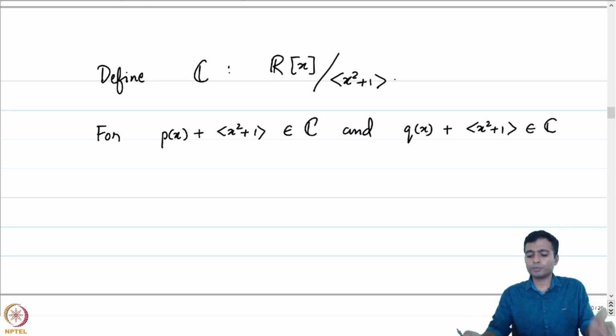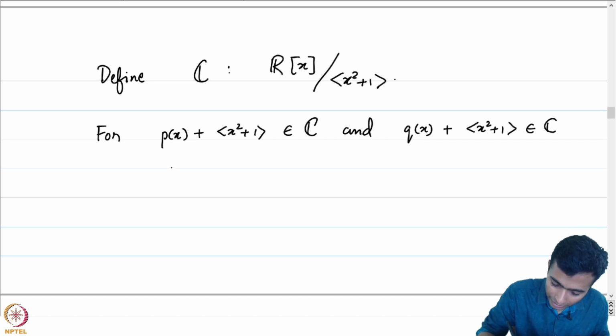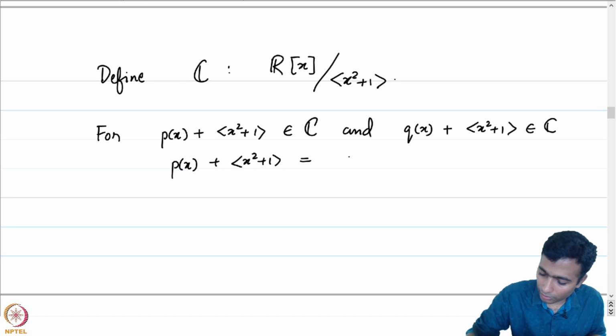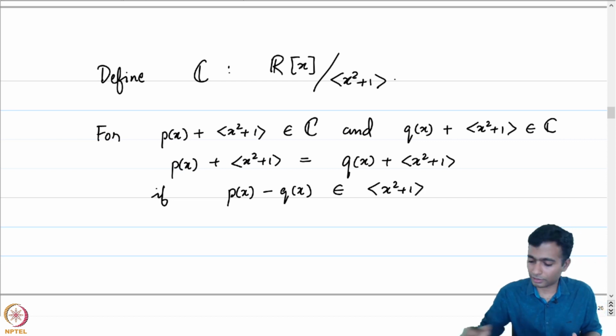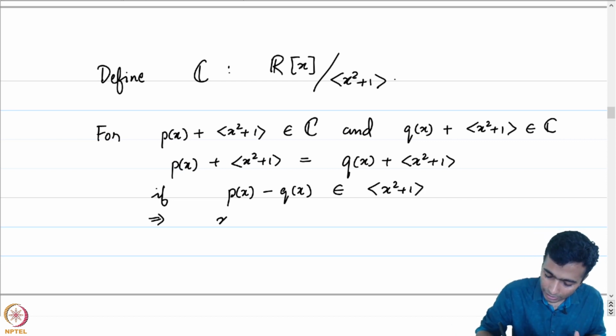So when are these two elements equal? Let me start from there. The cosets p of x plus the ideal x square plus 1 and q of x plus the ideal x square plus 1 are equal if p of x minus q of x belongs to the ideal x square plus 1. This is if and only if, equivalent to x square plus 1 being a factor, or dividing p of x minus q of x.